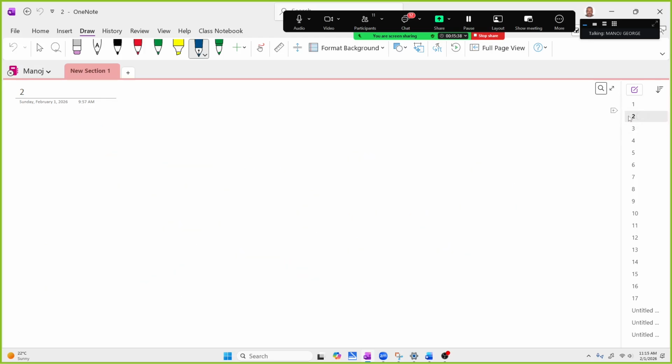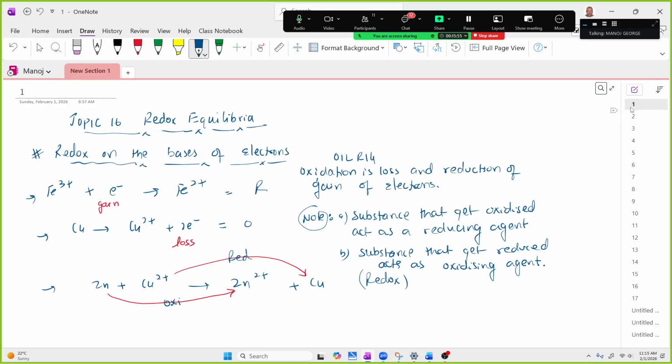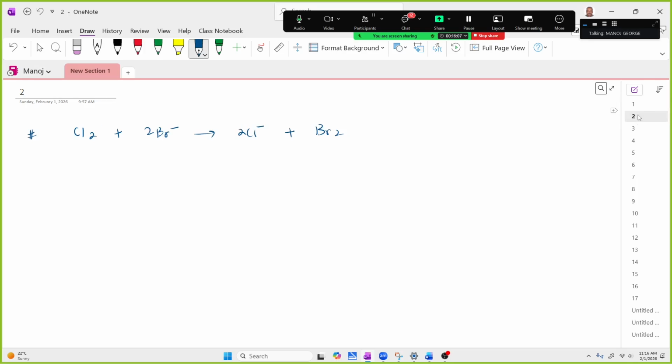Okay. I have one more equation very quickly involving non-metals, because we have to get familiar with both situations. So if I give you an equation which looks like this, remember this is a quick recap of redox on the basis of electrons. We're just at the introduction stage at this point. So please make sure that you keep commenting in the Zoom chat. I'm monitoring the Zoom chat on a different device, so don't worry about it.